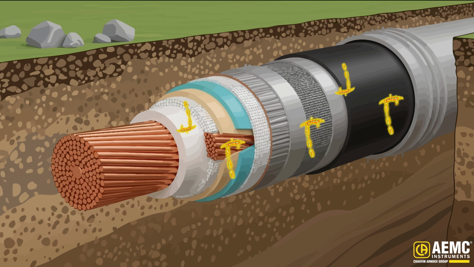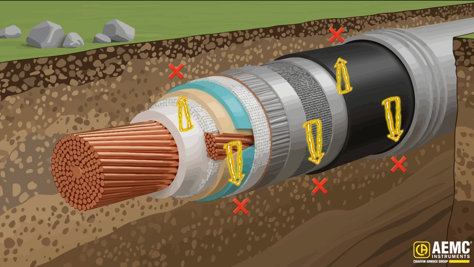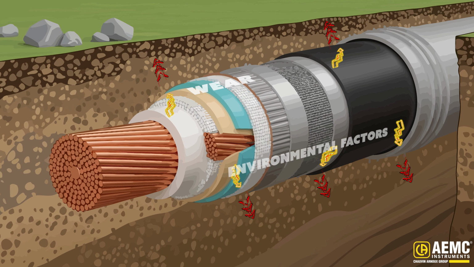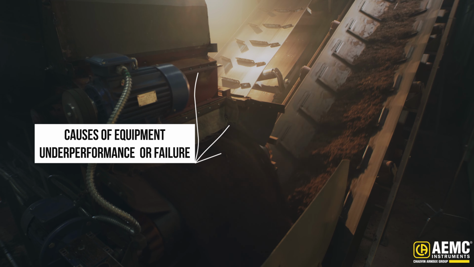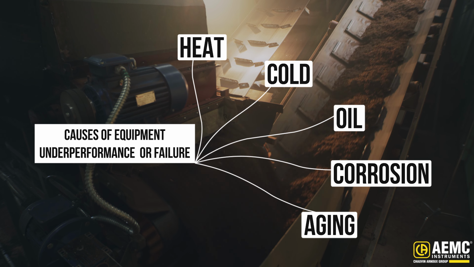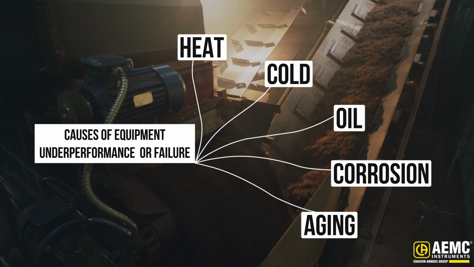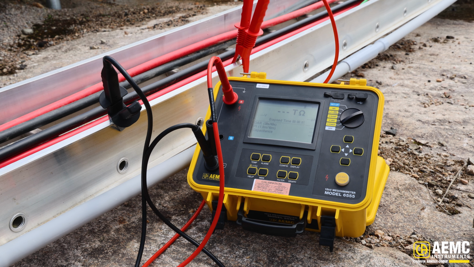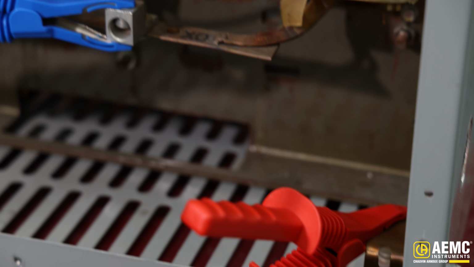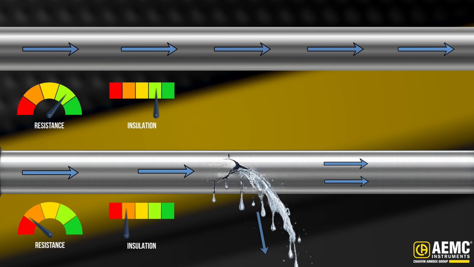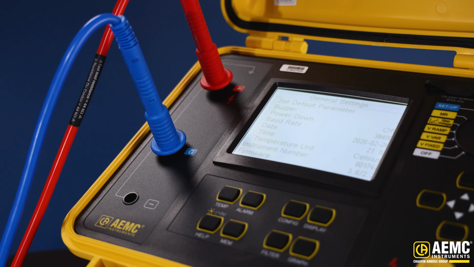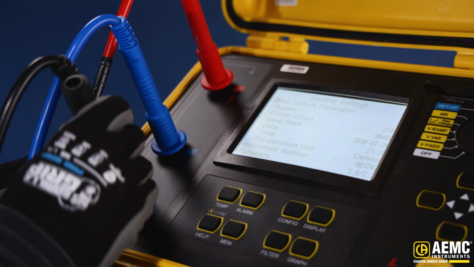In a perfect world, insulation would allow no current to flow through it. In reality, small amounts of current can leak due to wear and environmental factors. Over time, heat, cold, oil, corrosion, or aging can weaken the insulation, reducing its resistance and leading to equipment underperformance or failure. Insulation resistance testing applies a controlled DC voltage across the insulation, essentially a stress test. The higher the resistance, the better the insulation. Regular testing helps track insulation health, confirm repairs, and keep systems operating safely.